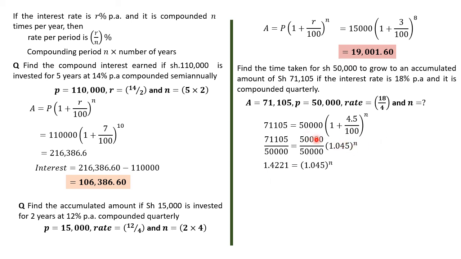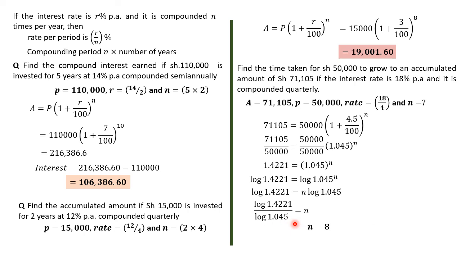Since the 50,000 will go away, at this point we introduce logarithms. So we have log of this equals log of this. And again, bringing the n before the logarithm, we get n log 1.045 equals that. And therefore, n will simply be the log of 1.4221 divided by the log of 1.045, which in our case is 8. It is 8 compounding periods.